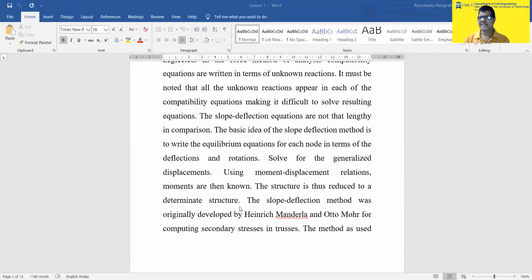So once you find these moments at the joints, as I have discussed in case of the continuous beam, if you know the moments at both ends, then you can split the structure and find out these unknowns.